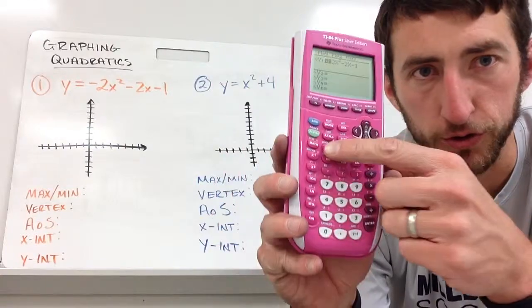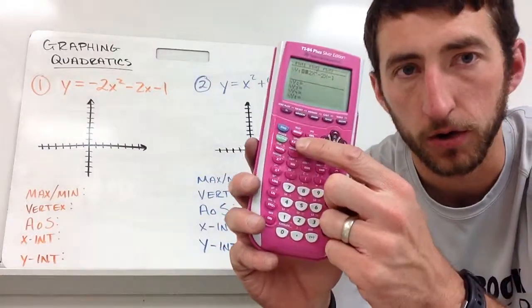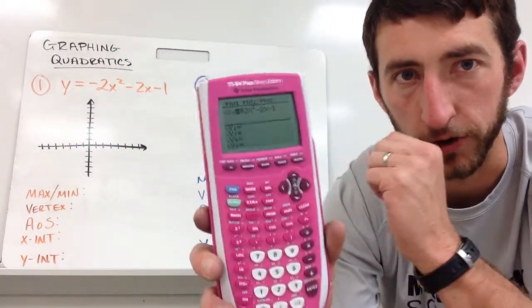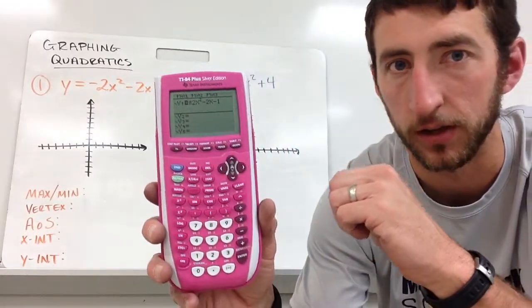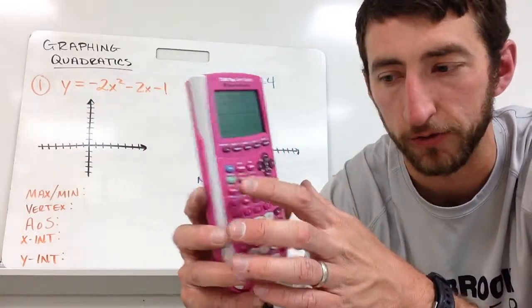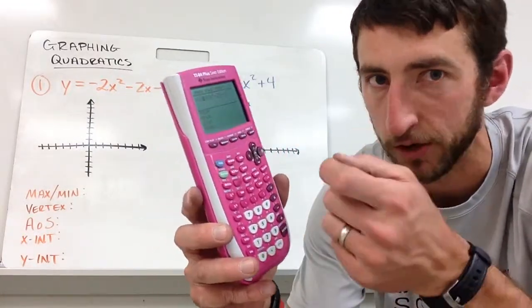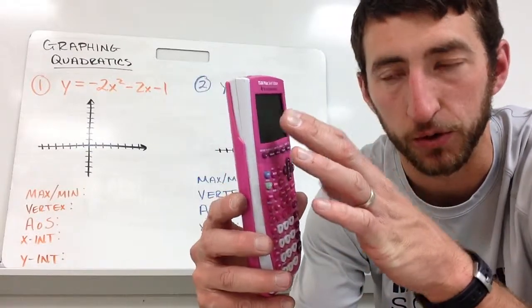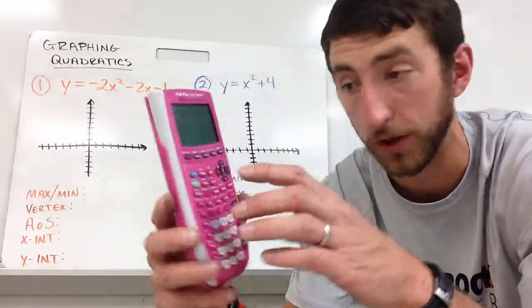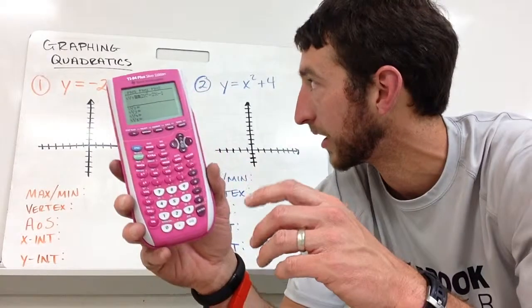Make sure that you use your variable button right here for your x's. If you do Alpha and then pick a letter, it might have a number stored in there, and that would mess up your whole equation. So you don't want to do that. Make sure you choose the variable button up there.